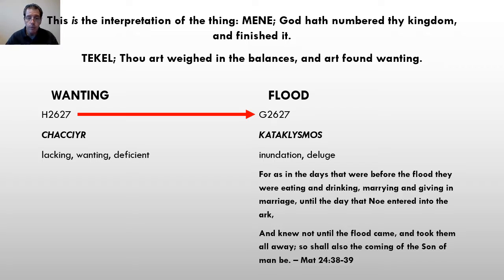For as in the days that were before the flood, they were eating and drinking, marrying and giving in marriage until the day that Noah entered into the ark, and knew not until the flood came and took them all away. So shall also the coming of the Son of Man be. So the writing is on the wall, says the deficiency, the deficit is the flood. Those words are connected by the number. God hath numbered this kingdom, and we will see that there is indeed a flood on the land, and the people, the nation, the generation has been carried away of the flood, and you can see it all around us because the writing is on the wall, and God hath numbered this kingdom.